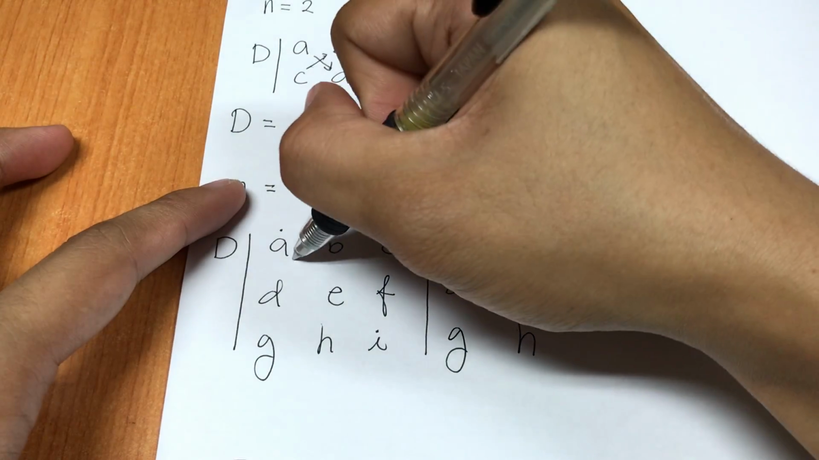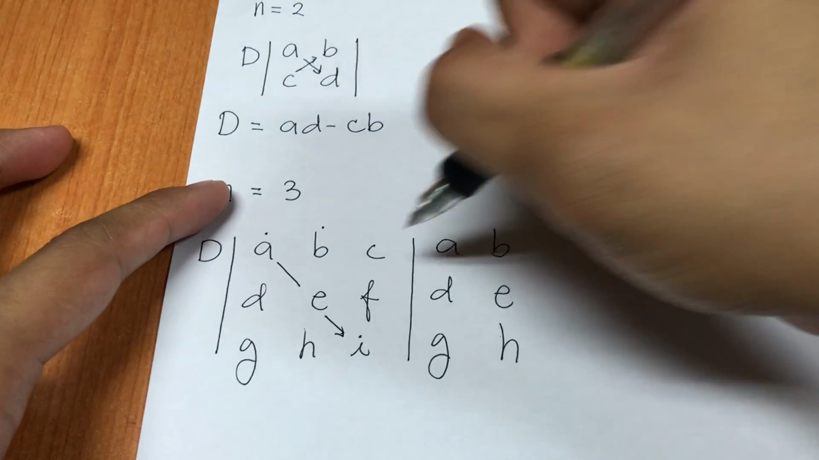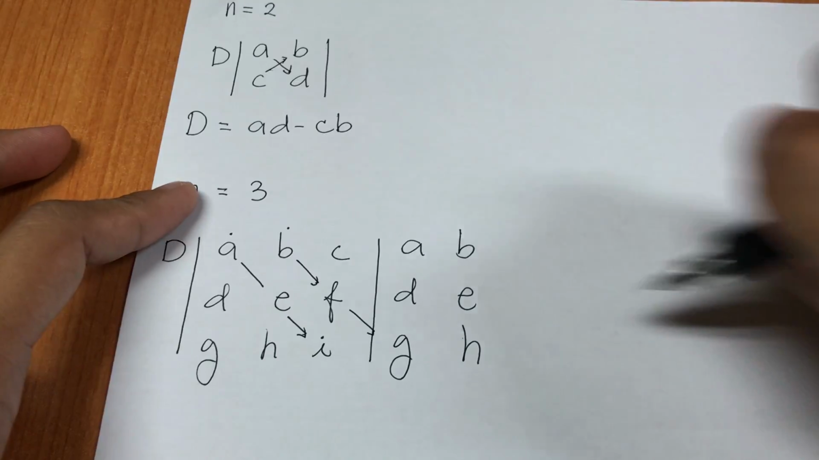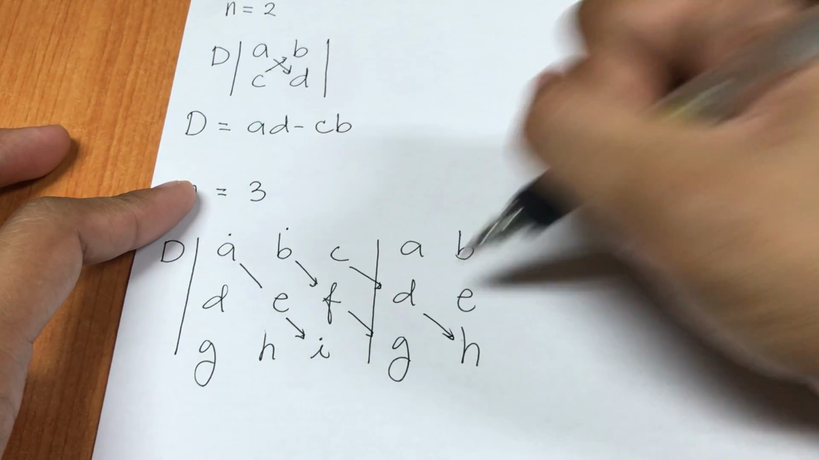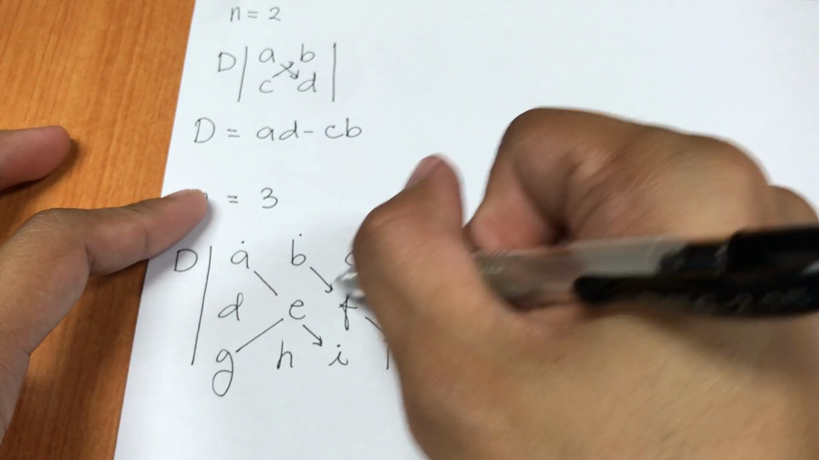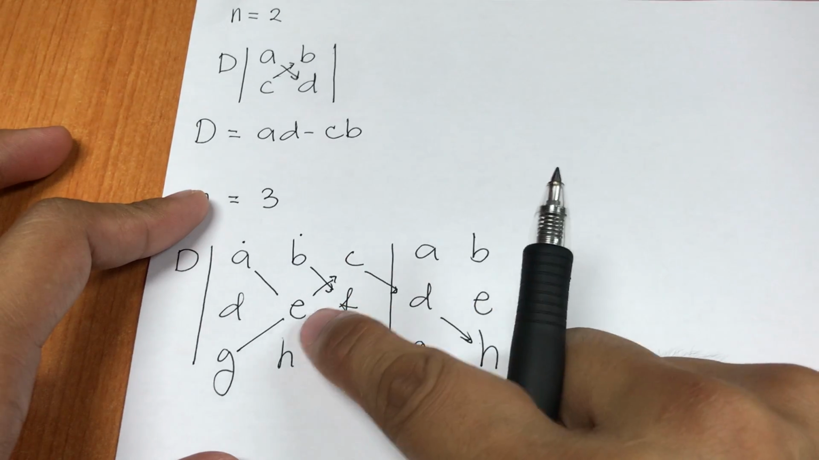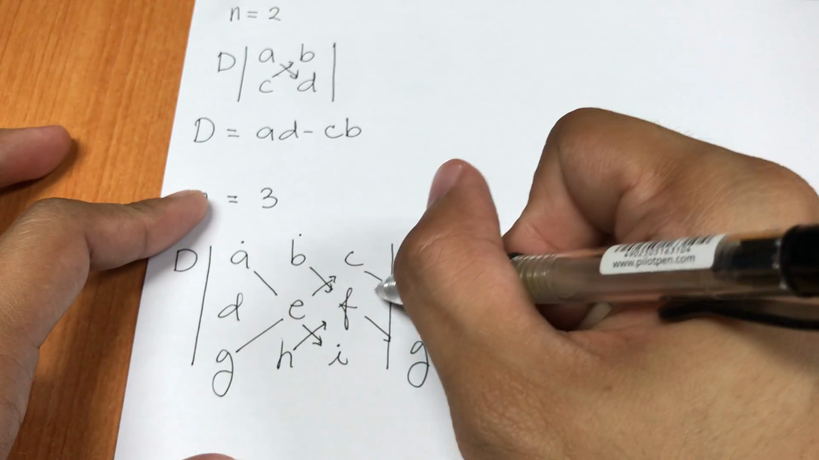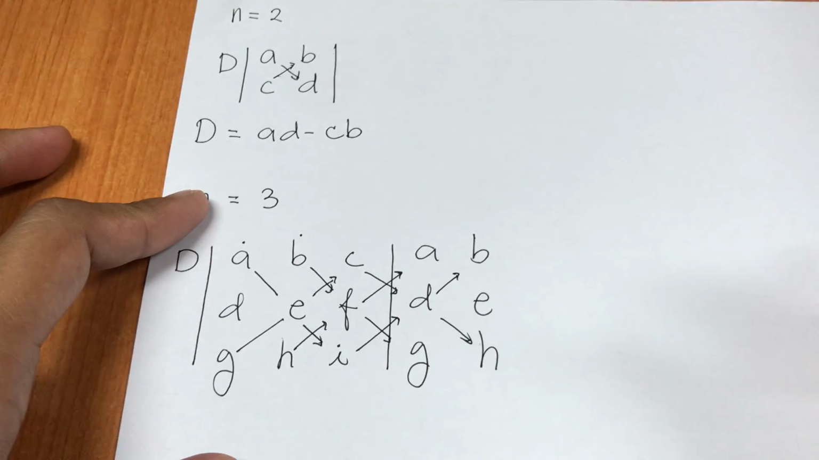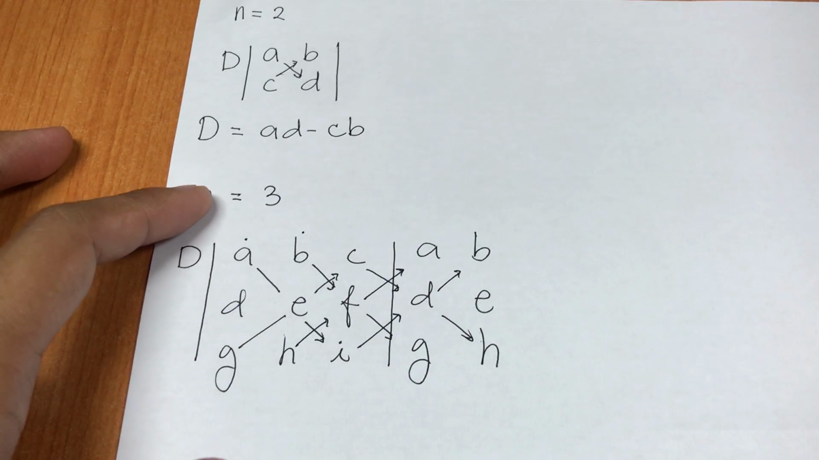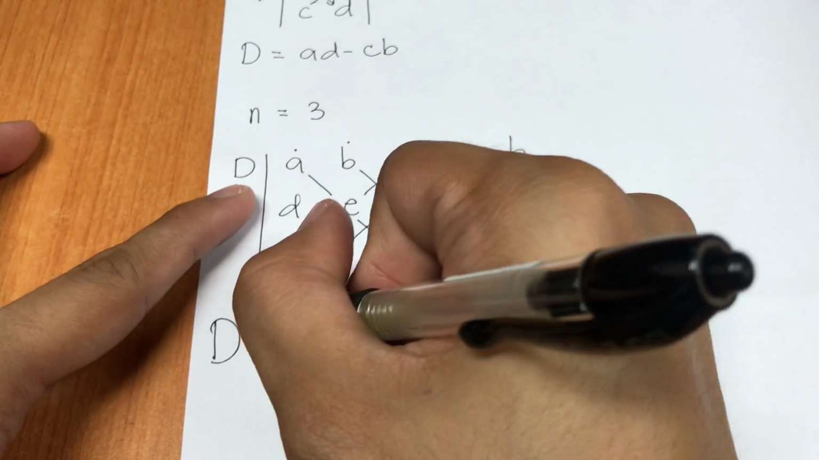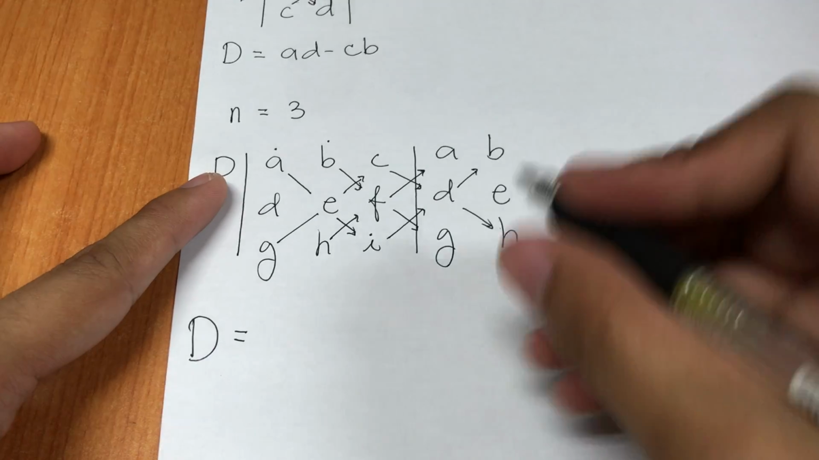Criss-cross again. A times E times I, plus B times F times G, plus C times D times H, minus, the other direction now, C times E times G, plus H times F times A, plus I times D times B.